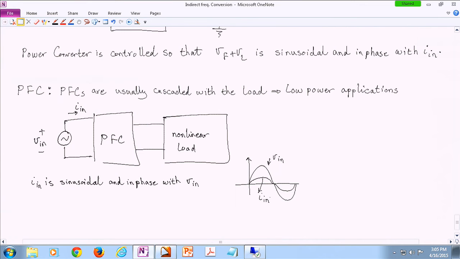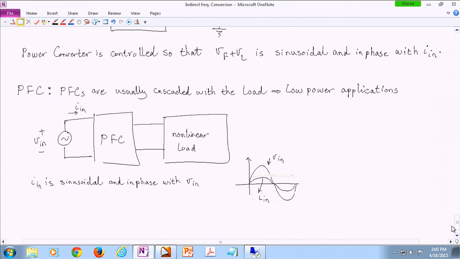So let's talk about, we keep talking about this nonlinear load. So let's talk about this nonlinear load. What is this nonlinear load? A lot of times, as I said, this nonlinearity comes into the picture because we are trying to rectify the AC power into the DC so that our load would be able to use that. So let's talk about it.